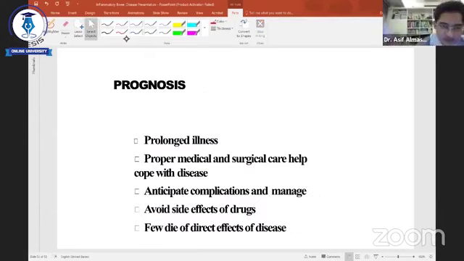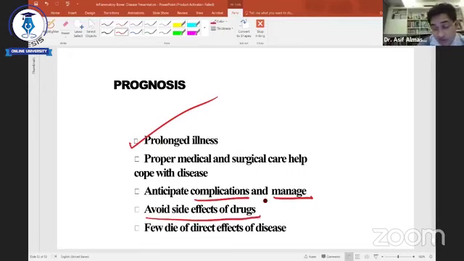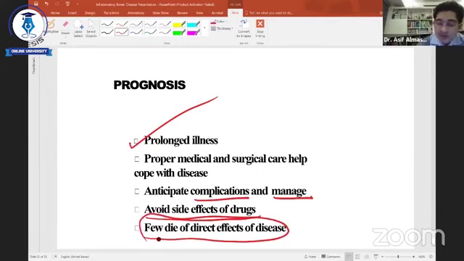So prognosis, as we have already discussed, this is a prolonged disease. Medical and surgical care is necessary. Anticipate complications, manage them, avoid side effects of drugs. If you remember steroids, although steroid is a very good drug, don't give long-term steroids. But very importantly, few die due to direct effect of the disease, because nowadays the treatment is very, very successful. So if you can treat the patient early, before complications happen, if you can maintain remission for a long time, ultimately the patient has very good chance of surviving this disease and maintaining a normal daily life.